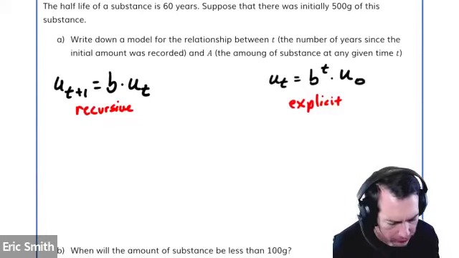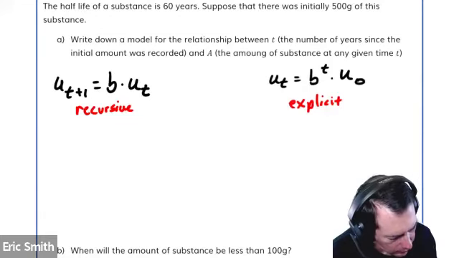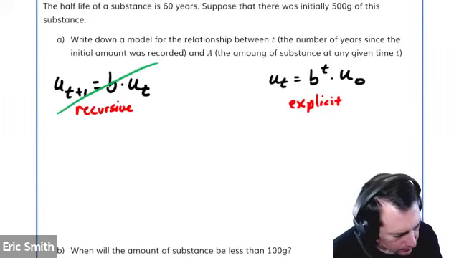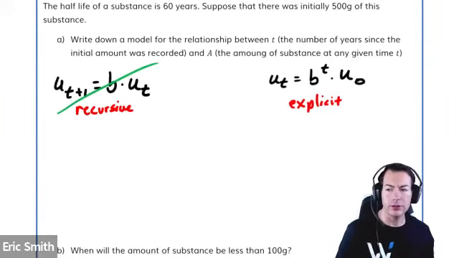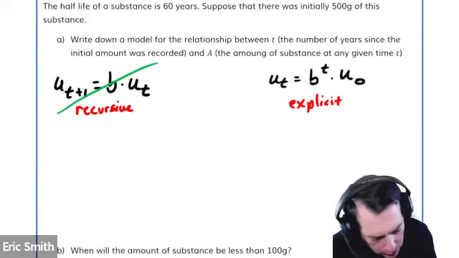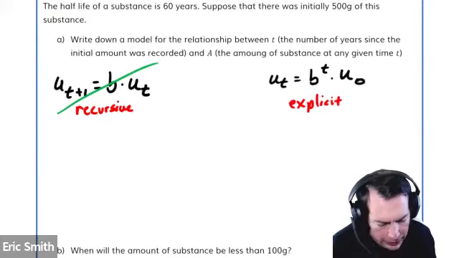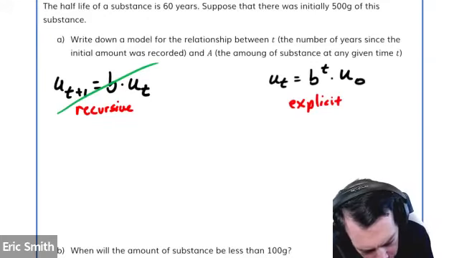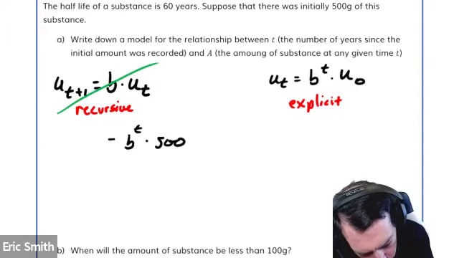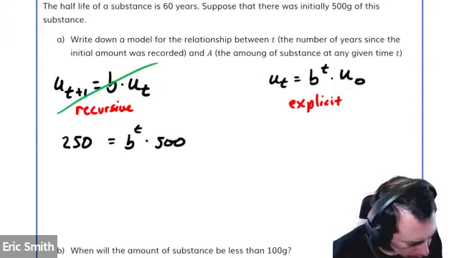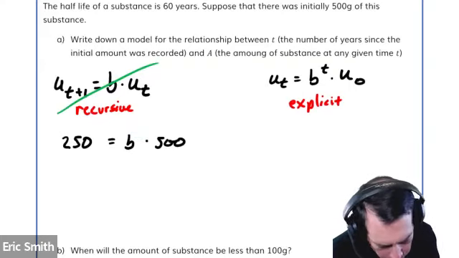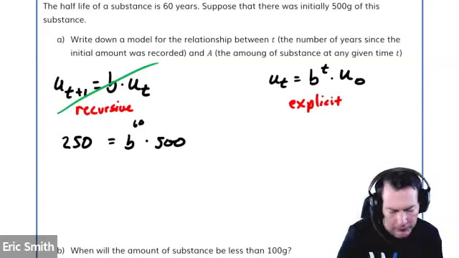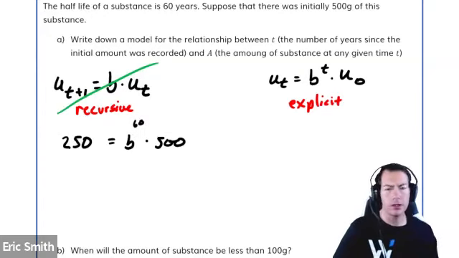Okay, so let's do that. Let's start off with this explicit form and see how we can use that to actually find the value of B. So I know that after 60 years, we'll have half of the substance. So if we start off with 500, we should end up with 250 grams. That's not a generic T, that should be 60 years. So I'm going to put a little 60 there. Okay, that looks pretty good.